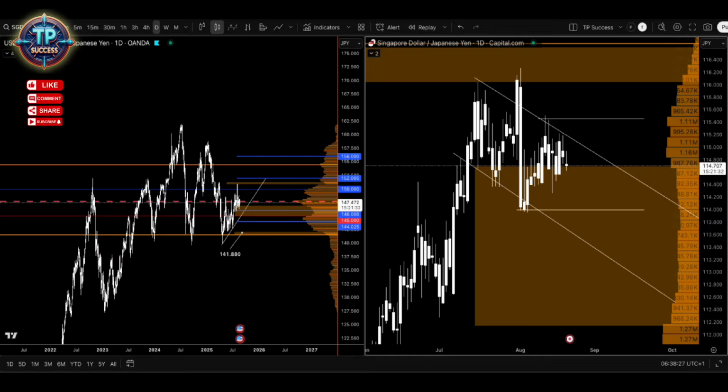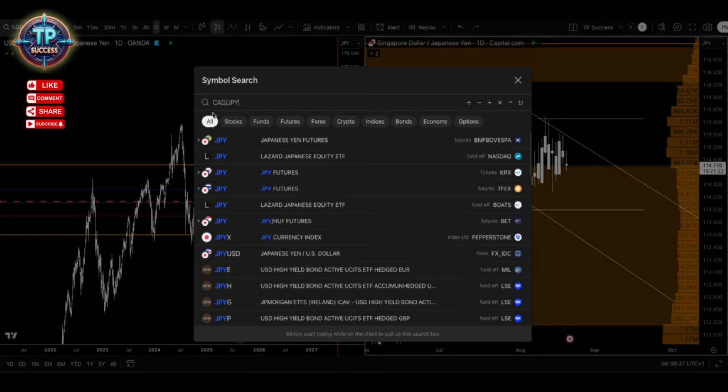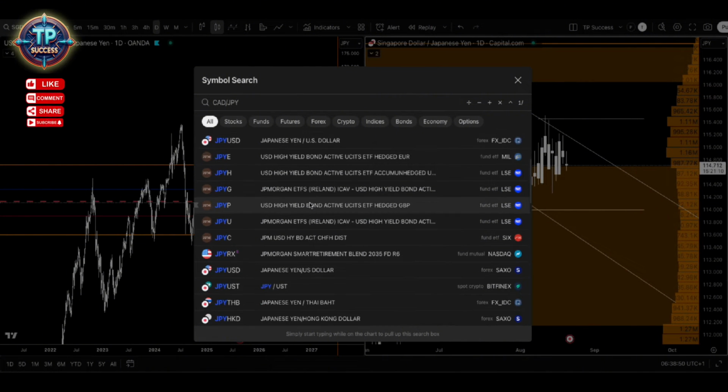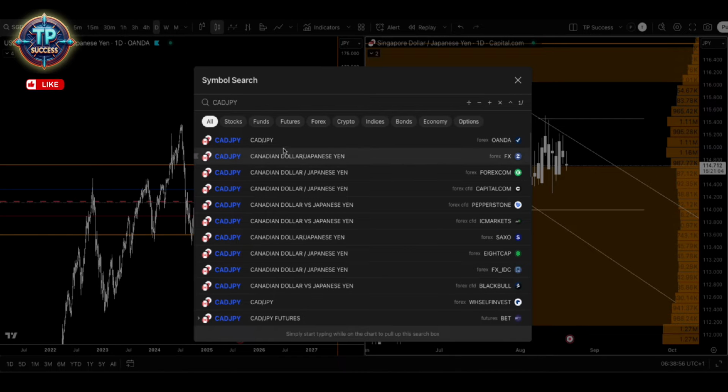Okay, so now let's look at the Canadian dollar versus the yen, so CADJPY, right? So you might do this, you might not be doing it, right? But bottom line is, we always want to have a look to see the relationships between some of these pairs. So let's just see if I can find CADJPY. Here we are.